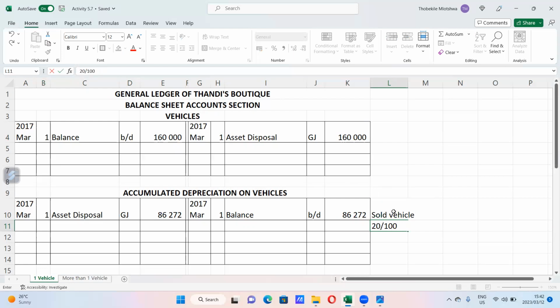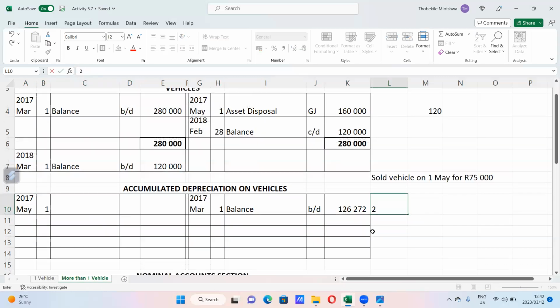Where am I doing it? No, I don't want to do it here. Sorry, I want to do it here where we are working. So we are going to say sold vehicle, 20 over 100. Now let me make things very clear. So sold vehicle is going to be 20 over 100 times 160, because we are doing just the sold one, minus, remember it's diminishing balance.